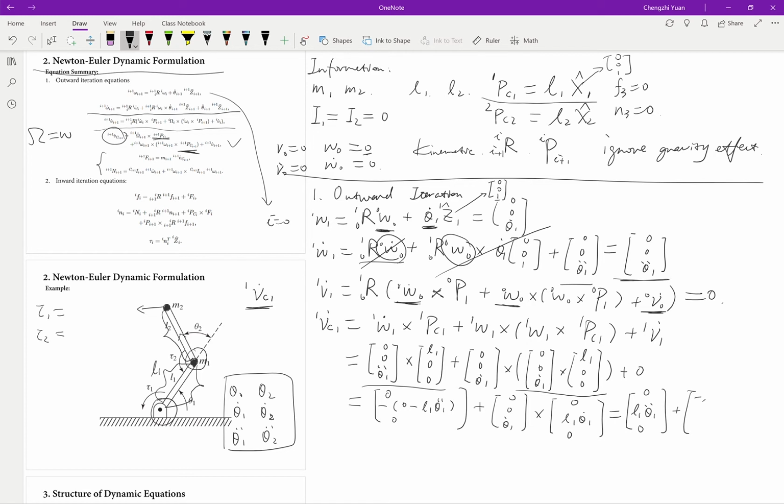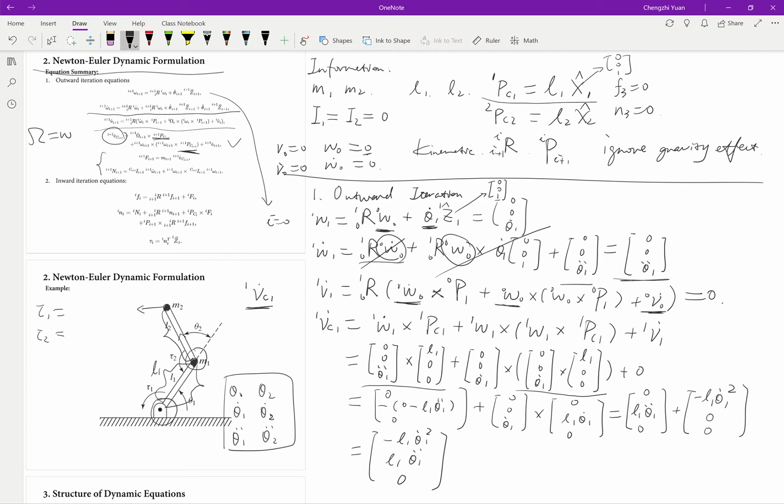It will be negative L1 theta 1 dot square, right? Good. And the second element will be equal to, okay, ignore the second row, do the cross product, it will be 0. The last element, ignore the last row, do the cross product, it will also equal 0. So the final result will be simply negative L1 theta 1 dot square, L1 theta 1 double dot, and 0. Okay, so this is for the acceleration of the center of the mass for the first link.